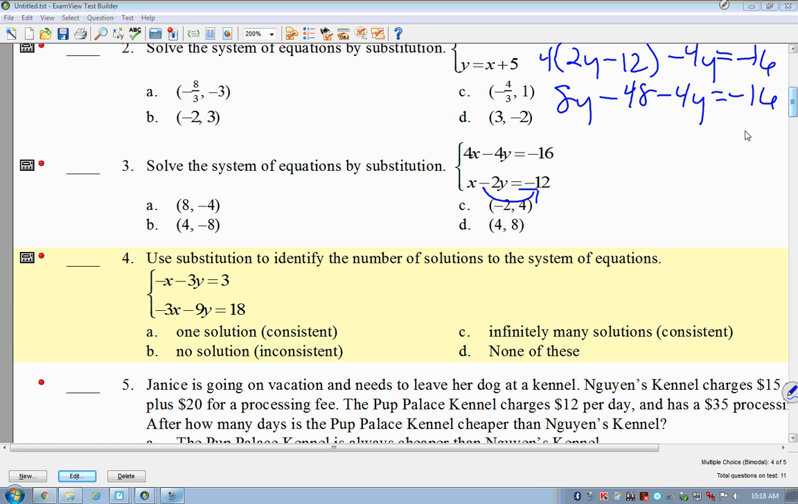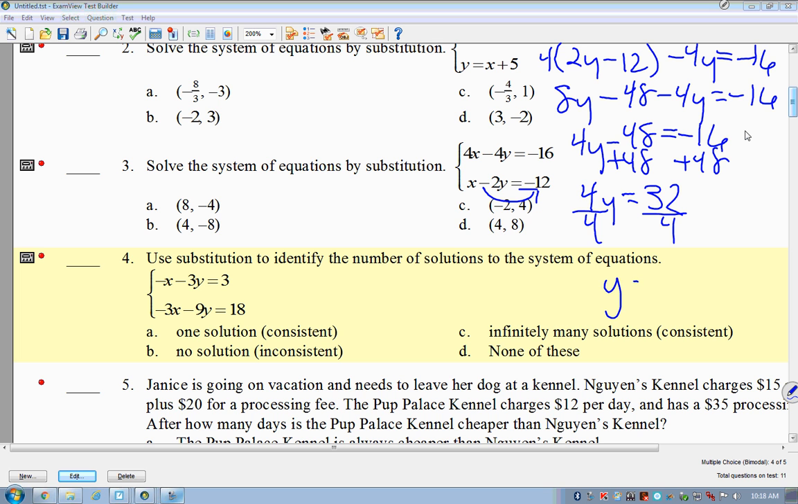What do I call my next step? Combine like terms. 8y and negative 4y is 4y minus 48 equals negative 16. Add 48 to both sides. 4y equals 32. Divide by 4 on both sides. y equals 8.